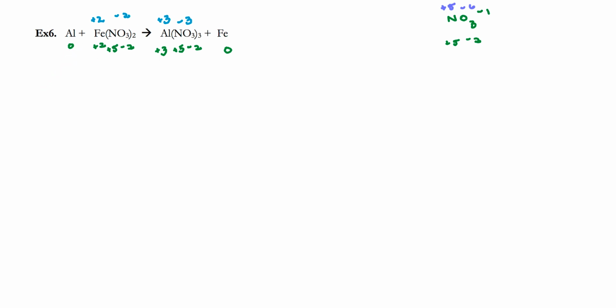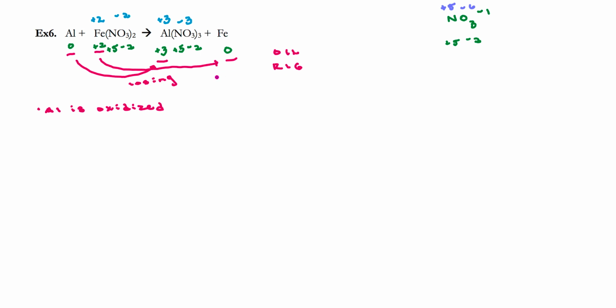So here, aluminum, notice, goes from 0 to +3. So to go from 0 to +3, you're becoming more positively charged, which means you are losing electrons. So to go from here to here, you are losing electrons, which means that aluminum is going to be oxidized. OIL RIG. Oxidation is loss of electrons. So aluminum is oxidized. All right, iron goes from +2 to 0. So to go from +2 to 0, that means you are gaining electrons. So iron is reduced.